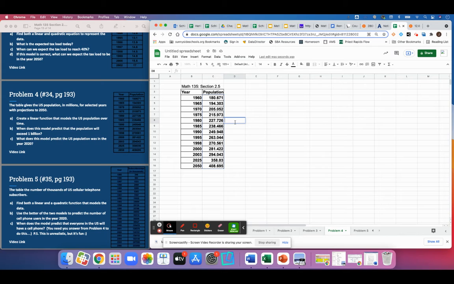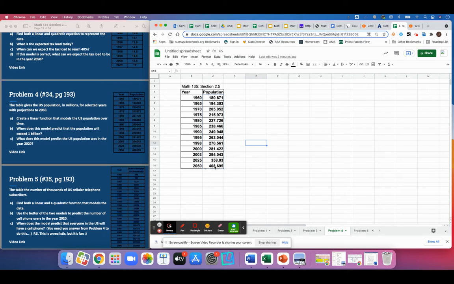So the table gives the U.S. population in millions for select years with projections to the year 2050. And so what this is saying is that in 1960 we had a population of about 180 million. And in the year 2050, we're expected to have a population of about 400 million, which is looking like we're doubling the population in 100 years. That's pretty wild. So certain people have opinions about that. I will keep mine to myself.